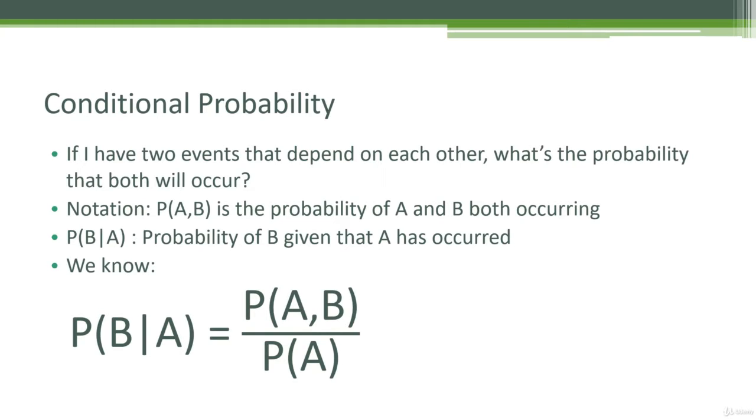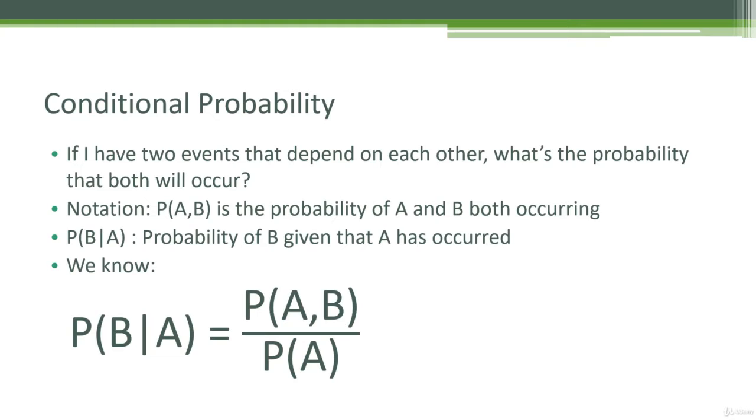Now, the notation that we're going to use here is twofold. There's P(A, B), and that means the probability of both A and B occurring. And then we have P(B | A), that's the probability of B given that A has occurred. So that implies some dependency between B and A.